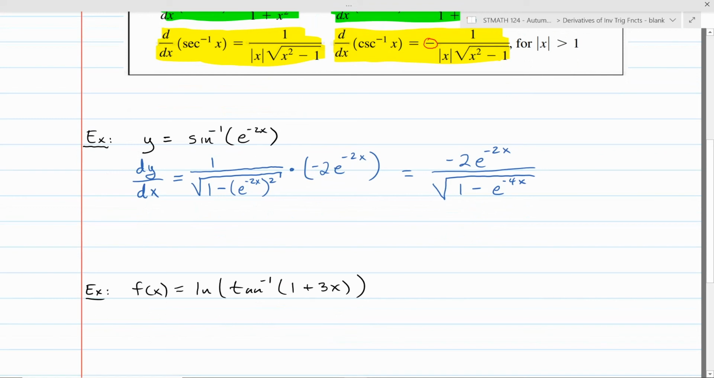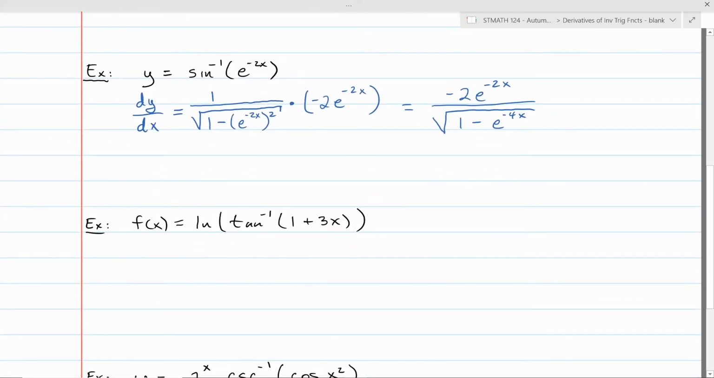Okay. And then in the second example, we're taking a natural log of a tangent inverse of 1 plus 3x. So this would be an example where we need to use the chain rule a few times.